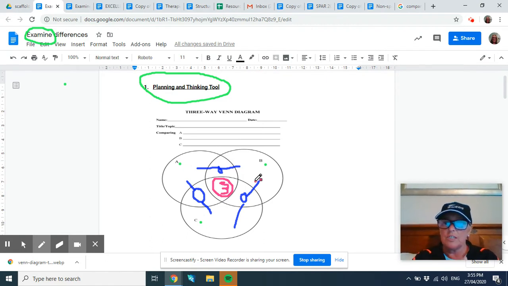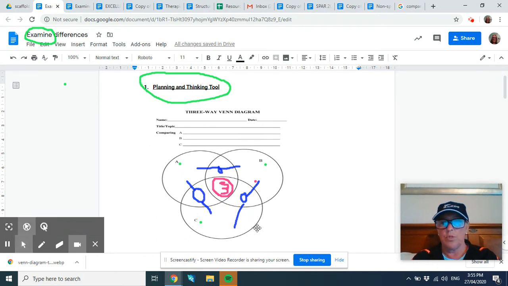Now, I suggest that you do that first to get yourself thinking. And the question you want to ask yourself is, what is similar between these two and what is different or unique to that? And you might want to read a few exemplars first and go through some of your material.